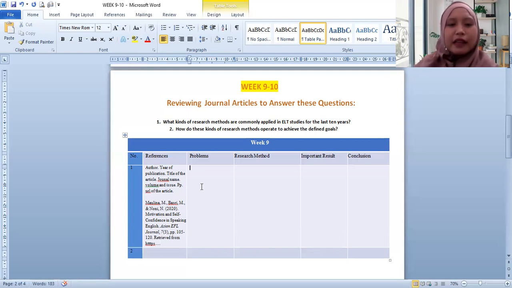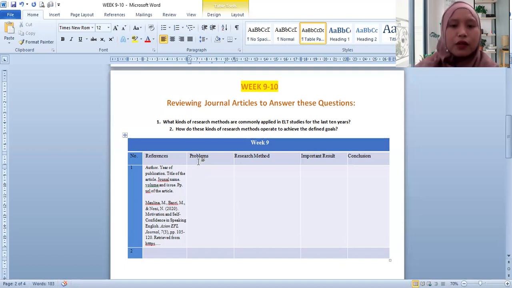The second thing, this is just the example, so you're going to follow the rest. So for articles 1 until 10, you have to look at the articles. Remember, the articles you read are articles from the last 10 years, okay, 2012 until now. So writing down the problems here is very easy. You can just have a look at the introduction part of the article. Usually an empirical research article has the introduction, literature review, research method, findings, discussion, and conclusion.